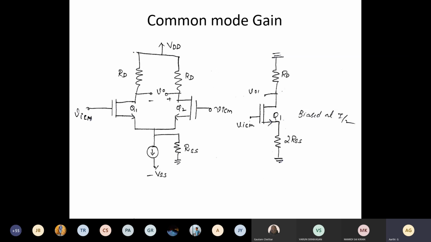We are going to divide the circuit into two, take 1/2 of the circuit, and draw the small signal model, or do the AC analysis for the 1/2 circuit. So now this is the 1/2 circuit you can draw. The bias current is divided as I by 2, and the resistance RSS is divided as two resistances in parallel, 2 RSS, 2 RSS. So we are writing 2 RSS for the 1/2 circuit. Okay, so draw this circuit.